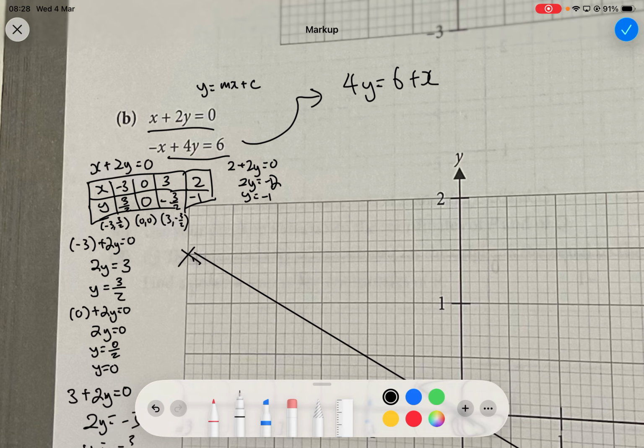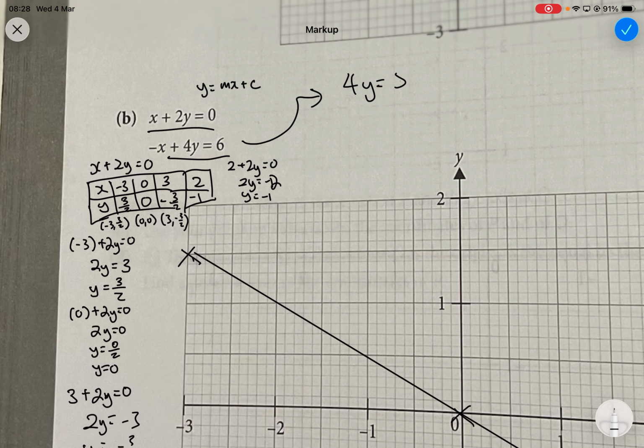Okay? Then 6 plus x also not nice enough, because I want y equals to something x plus some number. So I want the x to be in front, to look more like what I have. y equals to mx plus c. So I will put x plus 6 instead of 6 plus x. Okay? But I want y, I don't want 4y. So I have to divide both sides by 4. When I divide both sides by 4, I am dividing both sides by 4.